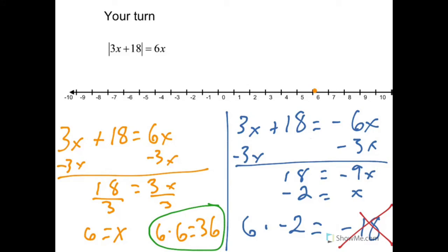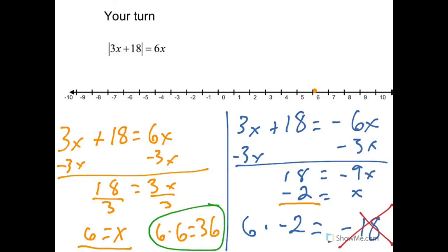Alright, so now you can check your answer. You should have gotten x equal to 6 or x equal to negative 2. Because when you subtract the 3x from both sides in both equations, you end up with 18 equals 3x and 18 equals negative 9x. And then on the orange, you divide by 3 and you get 6 equals x. And in the blue, you divide by negative 9 and you get x equals negative 2.